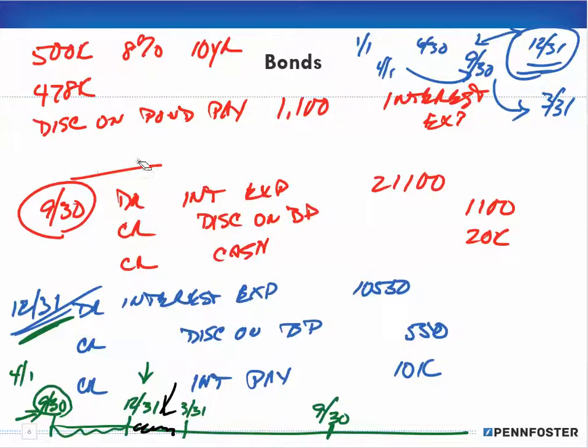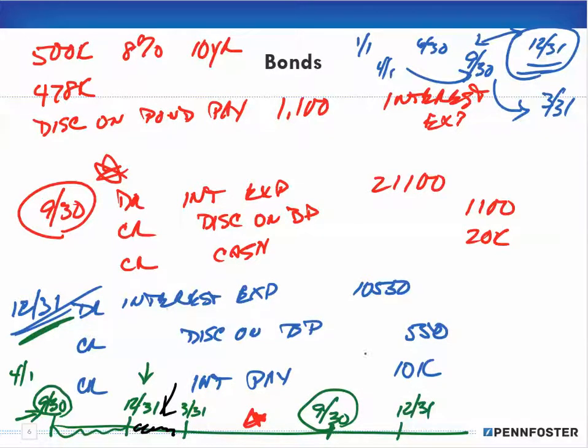Why did I write month? Okay, so that entry here is the entry that we would be making here. But we know that we can't make that same exact entry when it comes to a year end. Because if we made that entry here on 9/30, now when we come to 12/31, we can't make that same entry. We have to make this entry here.